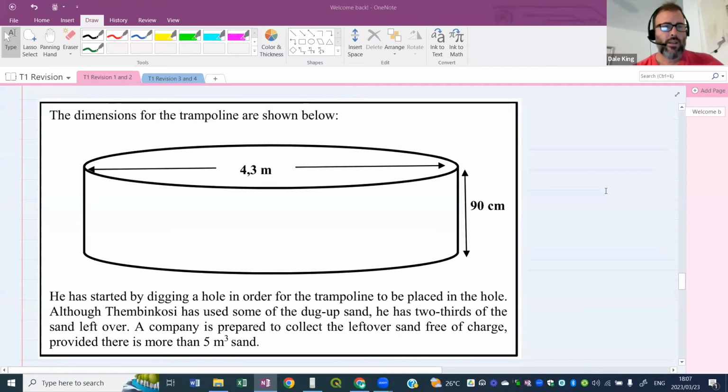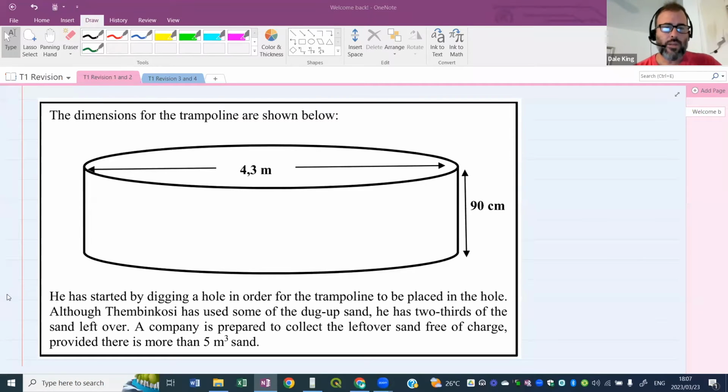It says, this person has started by digging a hole in order for the trampoline to be placed in the hole. Although Timbin Corsi has used some of the dug up sand from the hole, he has 2/3 of the sand left over. So he's dug a hole to put the trampoline in, and he's got sand left over. He's got 2/3 of the sand that came from the hole left over. The other 1/3 he used somewhere else.